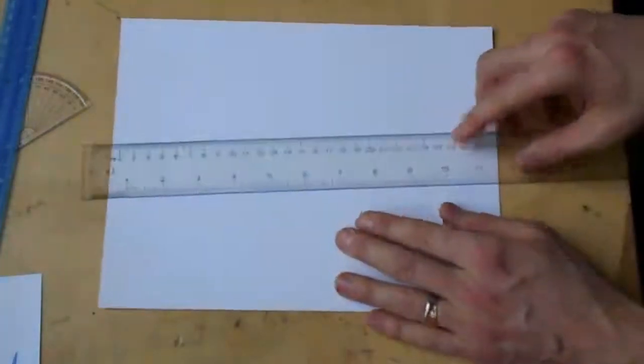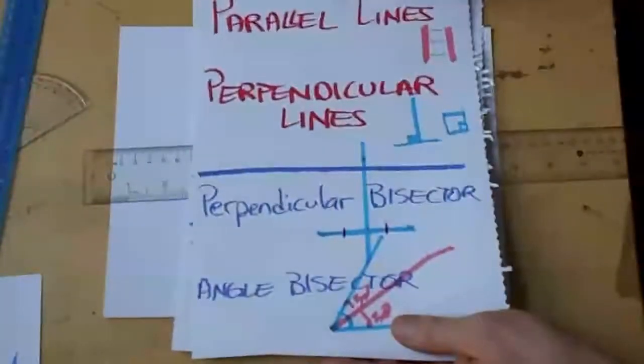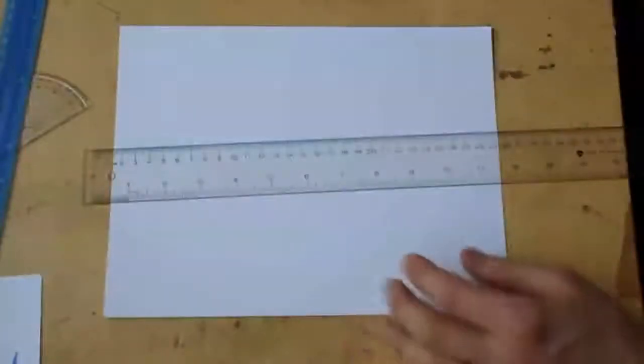Okay guys, so this is going to be a quick intro to the Lines and Triangles project. In the last video we talked about types of triangles. We also took a look at the kinds of lines: parallel, perpendicular, perpendicular bisector, and an angle bisector.